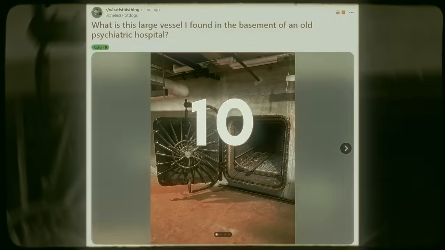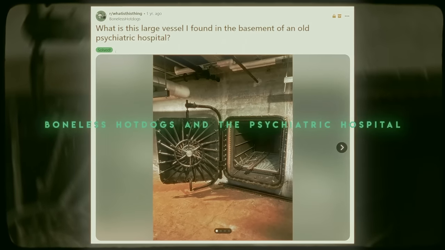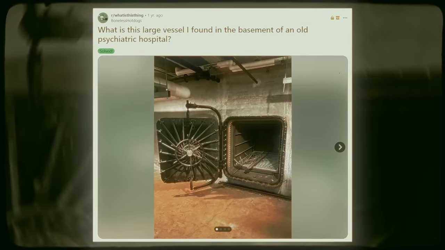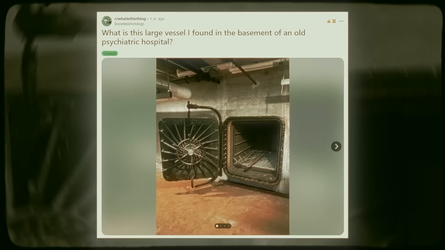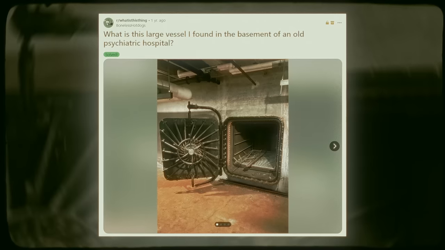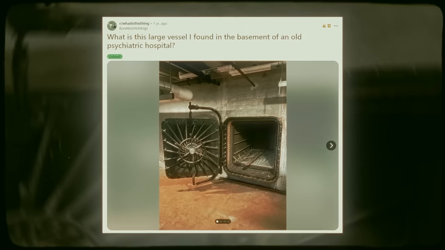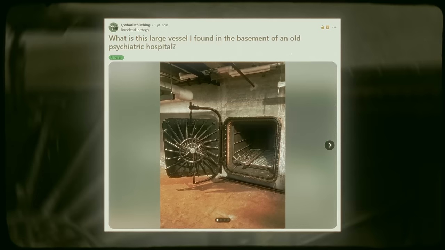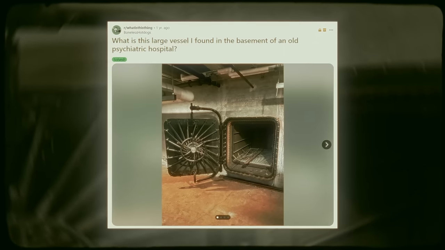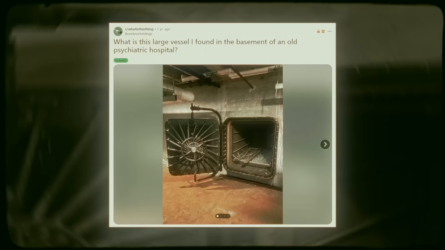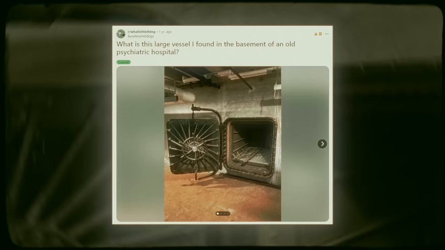Number 10. 1 year ago, a Redditor named Boneless Hot Dogs took to a subreddit called What Is This Thing? After exploring an abandoned psychiatric hospital. It was during this exploration that he'd stumbled across a strange piece of equipment resembling a large oven or a vault, and not knowing what it was, he snapped a couple of pictures and posted them to the subreddit. The post was captioned, "What is this large vessel I found in the basement of an old psychiatric hospital?"